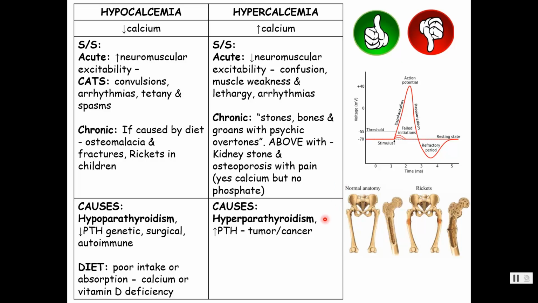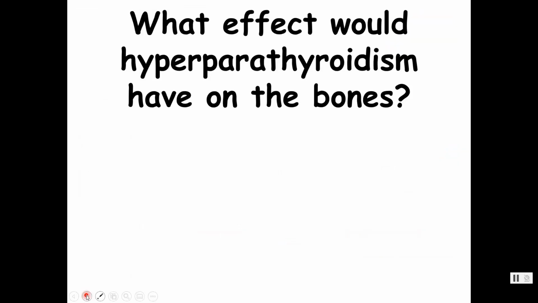Causes are going to be the opposite. So now we've got too much parathyroid hormone, and so there's too much calcium in the blood. It could be due to a tumor, or there are certain cancers too that cause the parathyroid gland to release too much hormone and those elevated calcium levels. All right, so let's think about it. What effect would hyperparathyroidism have on the bones? Are they really strong, or do you think that they're going to be weak?